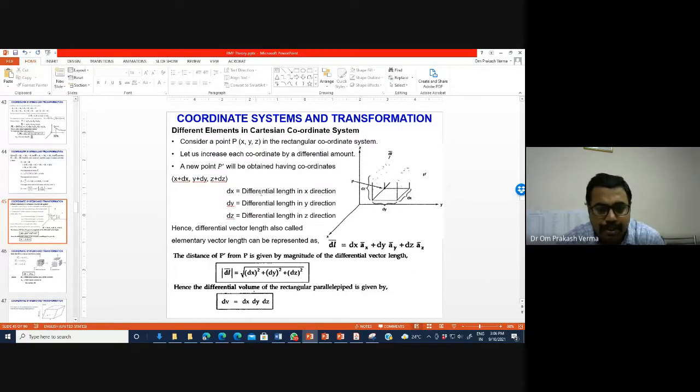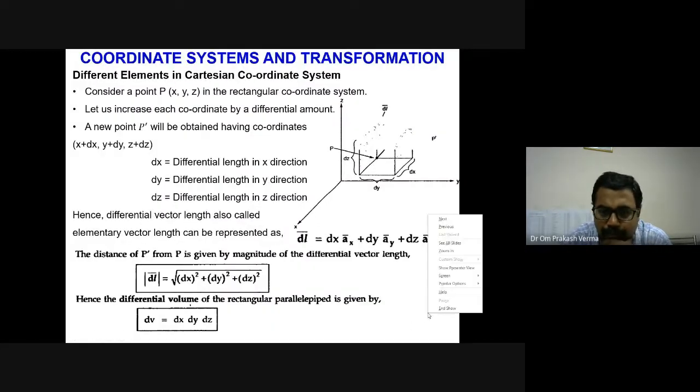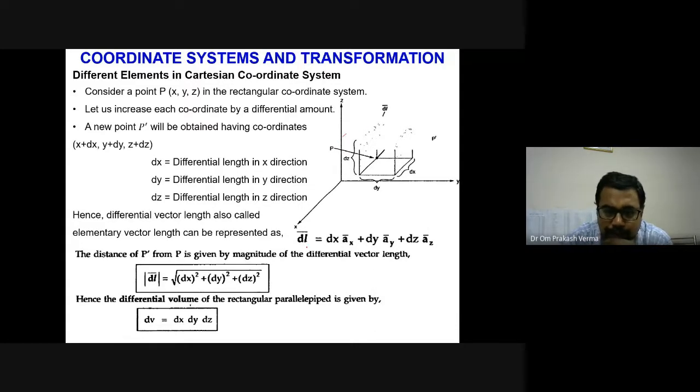So this is dx, the differential length in the x direction, then dy. Okay, so how will dl be changed? What is dl? dl is the vector length, and this length is given by adding dx, dy, and dz in the direction of their unit vectors, ax, ay, and az. It will give the dl vector.